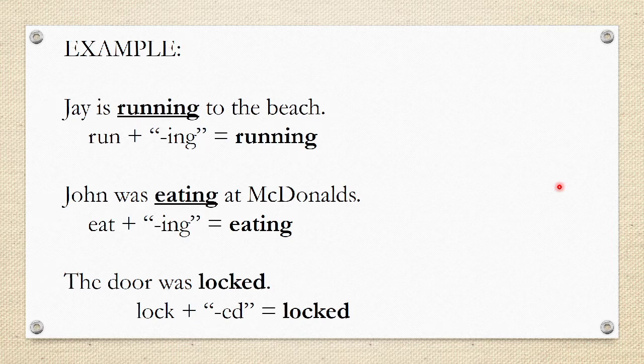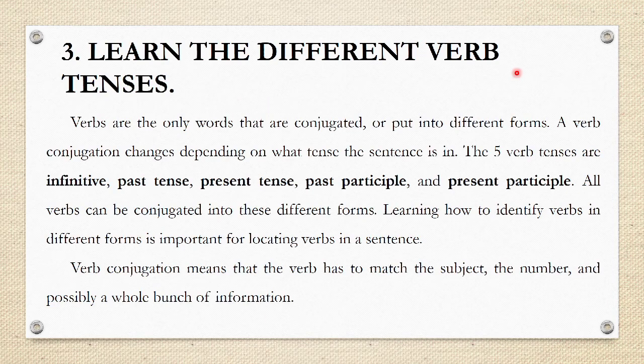Next example is John was eating at McDonald's. So eating here is the verb because it is created by the word eat plus the suffix also ing, thus creating the word eating. So John was eating at McDonald's. Eating is our verb here. Lastly is the door was locked. So locked here is the verb because it is created by the word lock plus the suffix ed, therefore creating locked.